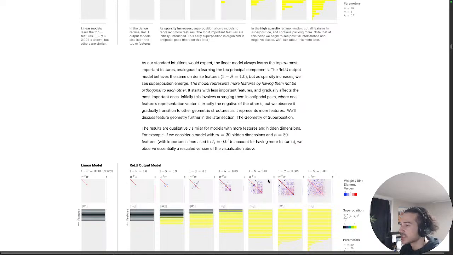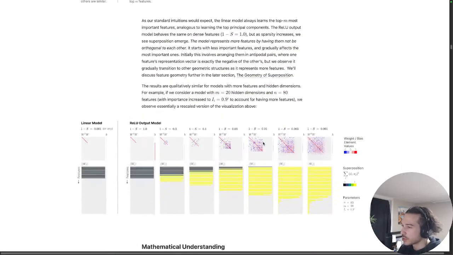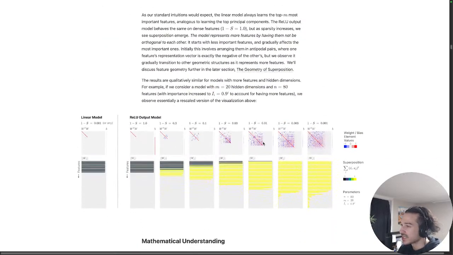The results are qualitatively similar for models with more features and hidden dimensions. For example, if we consider a model with m equals 20 hidden dimensions and n equals 80 features, with importance increased to I sub I equals 0.9 to the ith power, to account for having more features, we observe essentially a rescaled version of the visualization above.